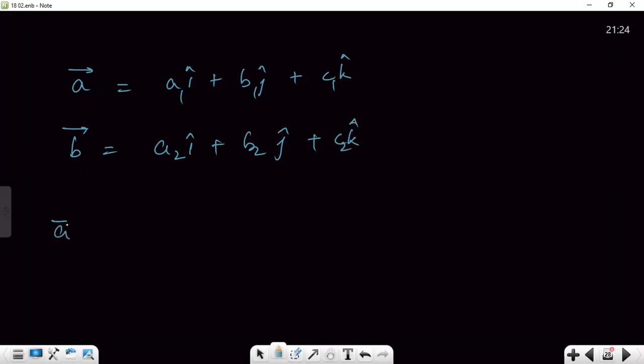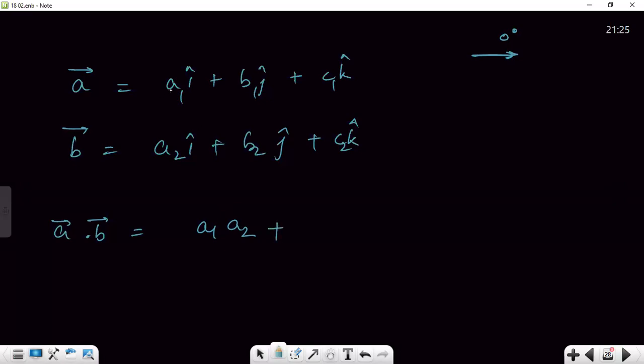Now understand very keenly that when a1 i cap gets multiplied with a2 i cap, then a1 into a2 is the magnitude. i cap dot i cap, its magnitude is a1 a2. The angle between i cap and i cap is 0 degrees. Cosine of 0 is 1. So a1 a2 is the answer.